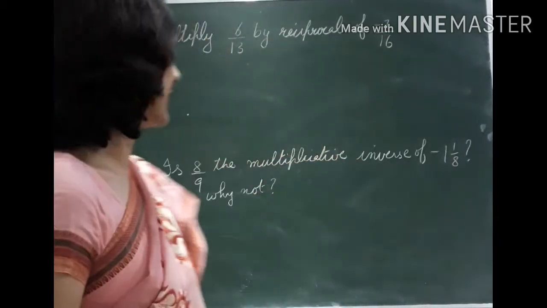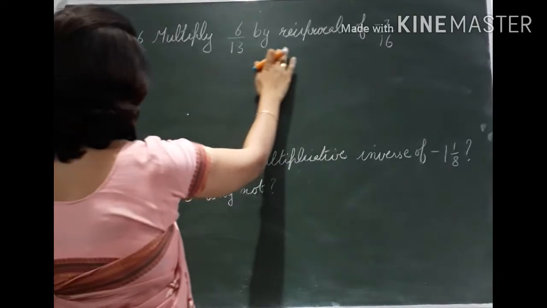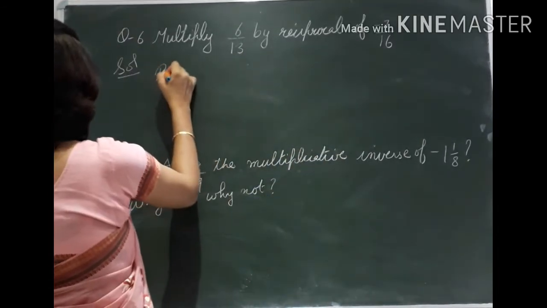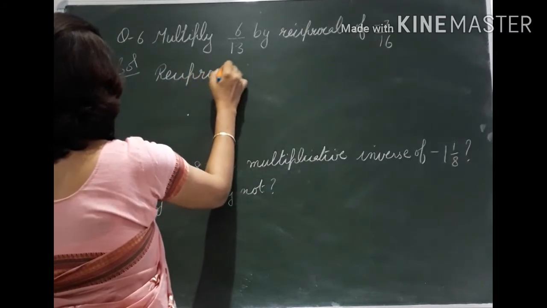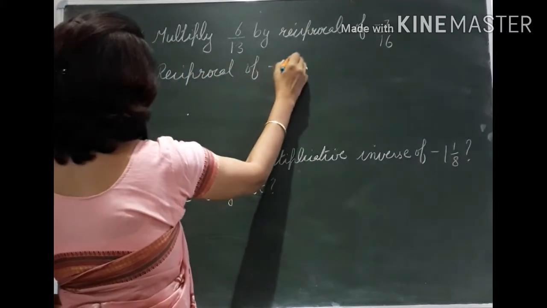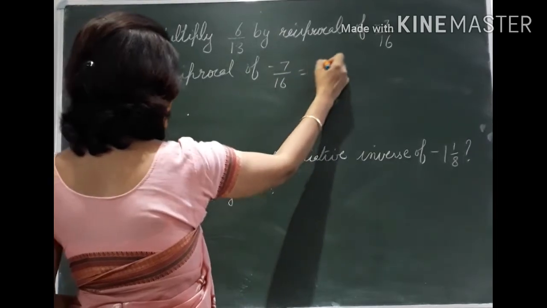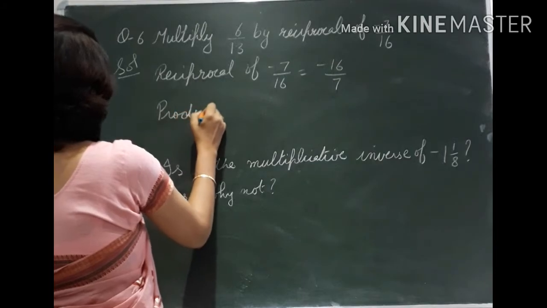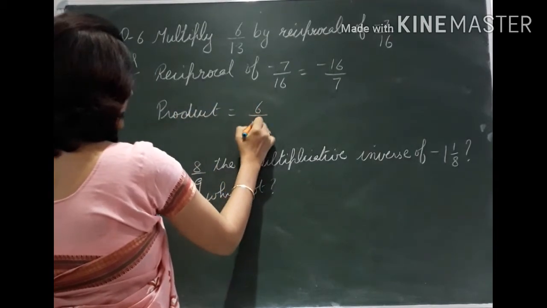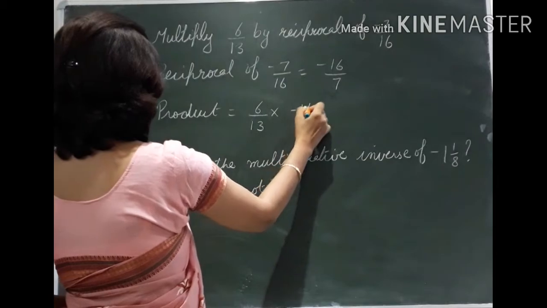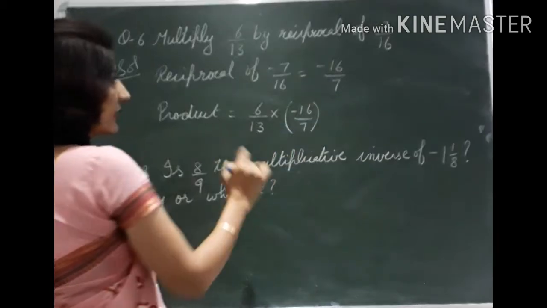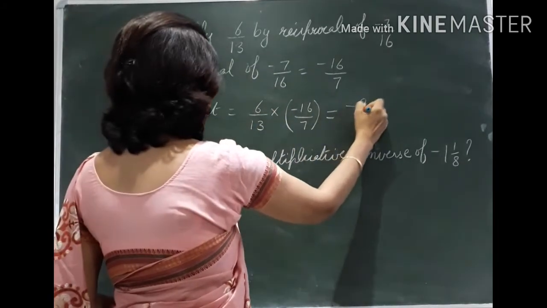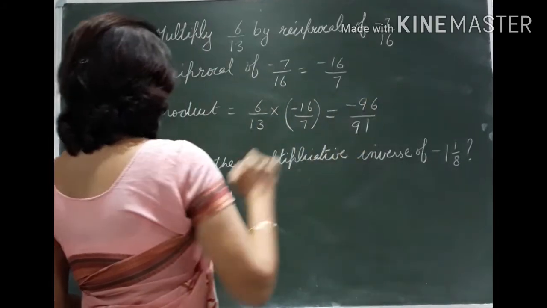Question number 6 is multiply 6 by 13 by the reciprocal of minus 7 by 16. So first we will write reciprocal of minus 7 by 16. It is equal to minus 16 by 7. Then we will find the product. So product equals to 6 by 13 multiplied by minus 16 by 7. Nothing is cancelling, so numerator multiplied by numerator. 16 6s are 96, so minus 96 upon 91.